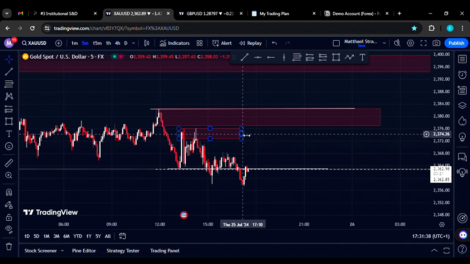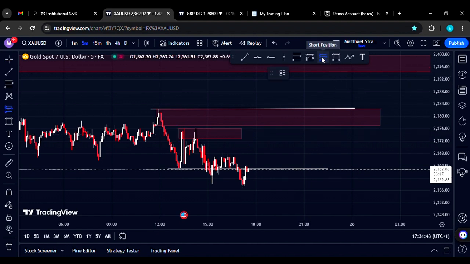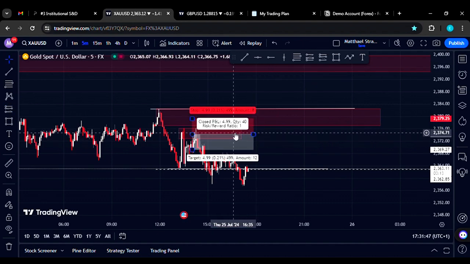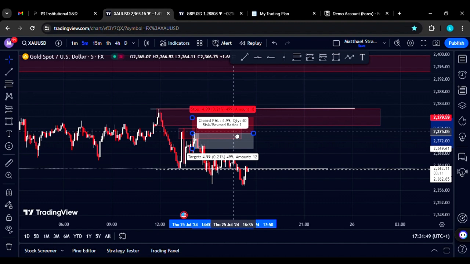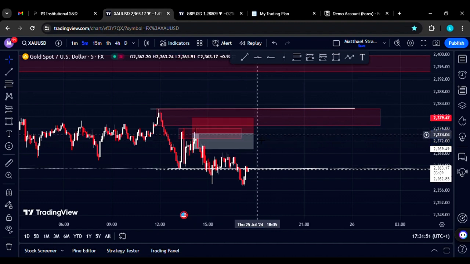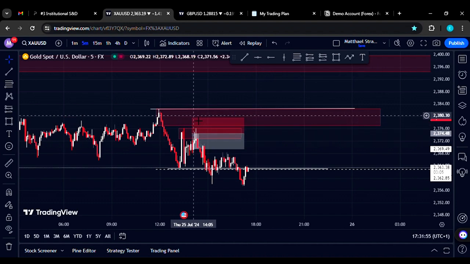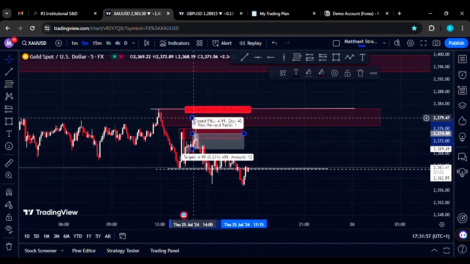So I take my position. Usually when I'm trading gold like this, when I have this kind of zone, I target the midpoint. So this was what I had in my mind when I was doing this analysis this morning.